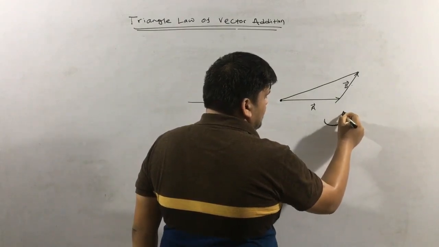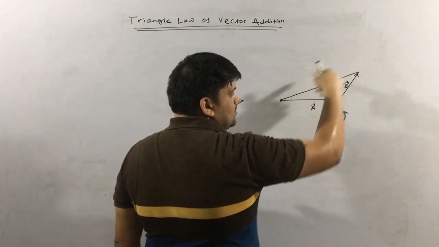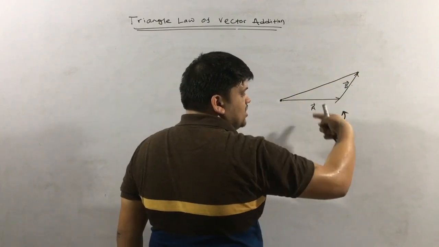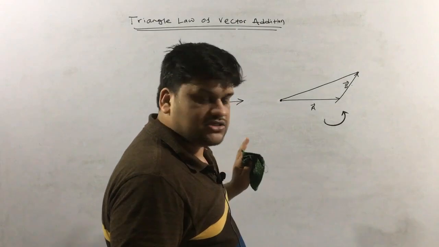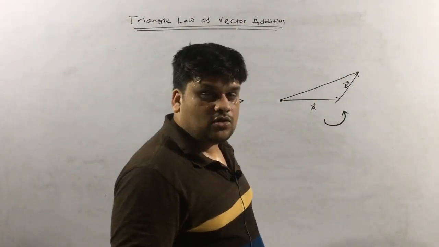This is the order of A vector and B vector in this way. Like this you are moving, so like this means anti-clockwise direction here. It may be anything according to the given situation, but here in this case it is anti-clockwise.